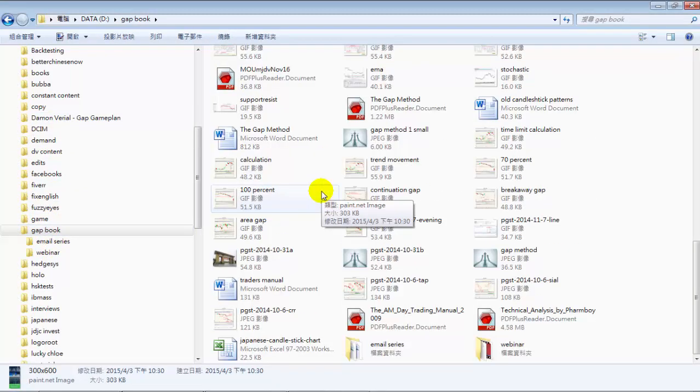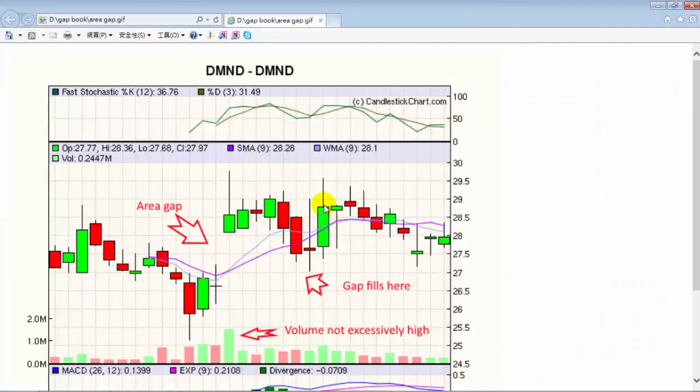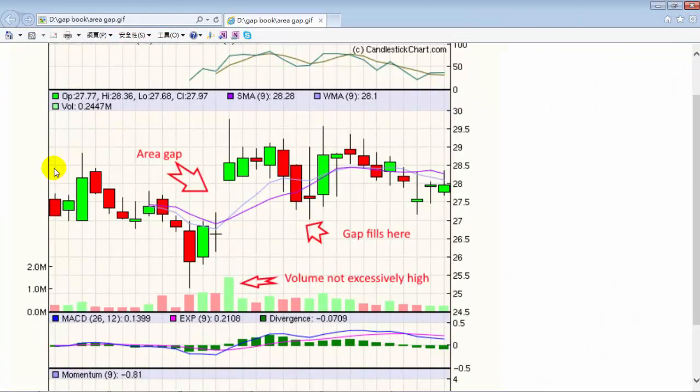Alright, so if you did the gap game plan, we talked about breakaway gaps and area gaps. Let's look at area gaps first. The idea of an area gap is that the gap will always fill, so that eventually this little space here will be filled by candlesticks, and that happens on day 6 or so.